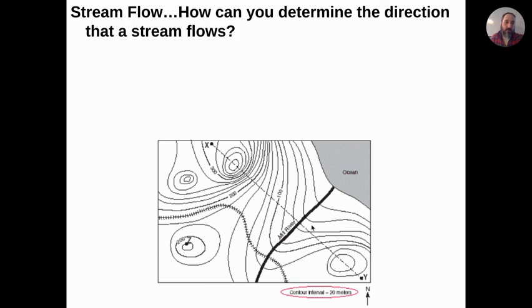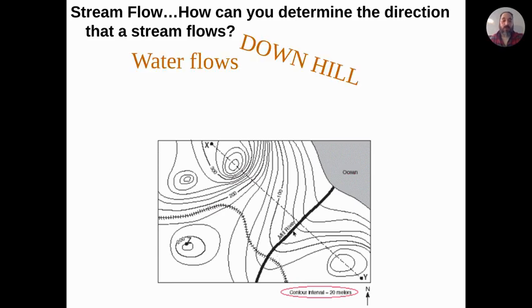Now, the first thing that you can do is take a look and see where the lowest elevations are going to be. So right here we have the ocean labeled. Now the ocean, as opposed to a lake or something like that, is always going to be at 0. So if the ocean is 0, then everything else must be at a higher elevation than the ocean. Water is always going to flow downhill. So we can see that this Mill River is going to be flowing northeast into the ocean.